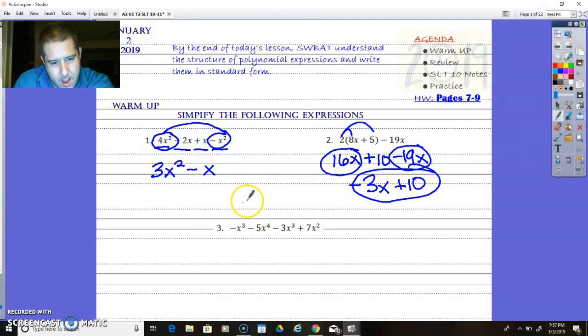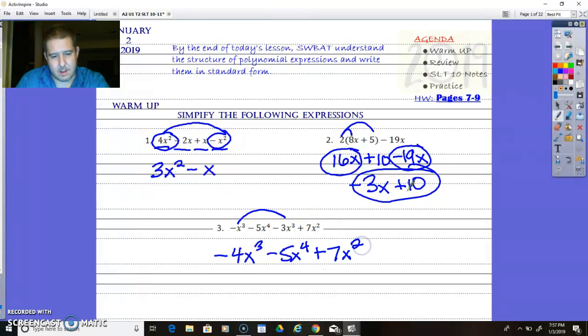All right, last one. I can combine these 2x to the thirds. Negative 1 minus 3 more makes negative 4x to the thirds. Bring down the minus 5x to the fourths because there isn't anything else to combine it with. And bring down the 7x squareds because there's nothing to combine it with.